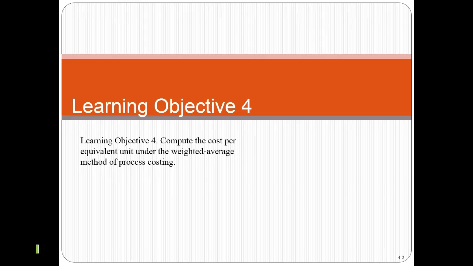In this video, we will continue on Chapter 4, Learning Objective 4, which is to compare the cost per equivalent unit under the weighted average method of process costing.